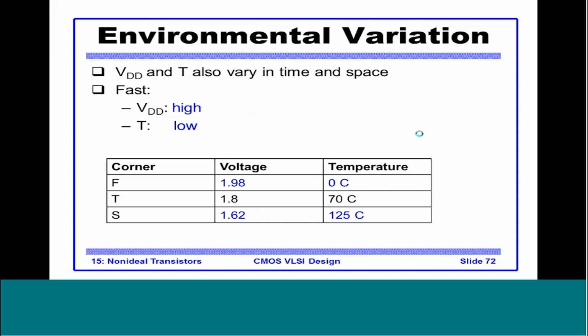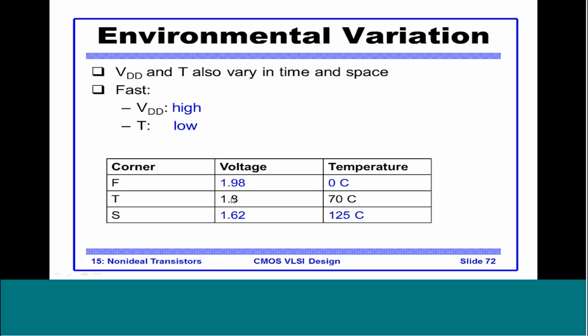Let's say we compare two NMOS transistors. One NMOS is seeing 0.95, the other NMOS is seeing 0.9. The NMOS which is seeing the higher VDD, 0.95, will be faster. Similarly, let's say two transistors are placed far from each other. One is seeing a higher temperature, one is seeing a lower temperature. The device that is seeing a lower temperature will be fast. So here there is a table which says what will be fast. Let's say a typical voltage is 1.8 and typical temperature is 70.